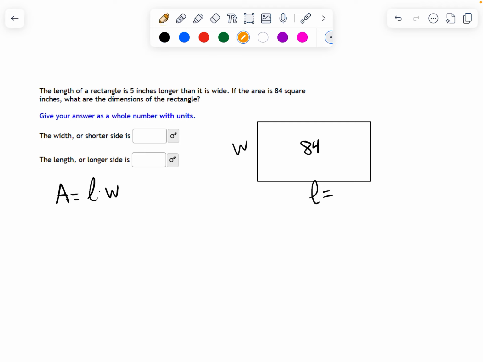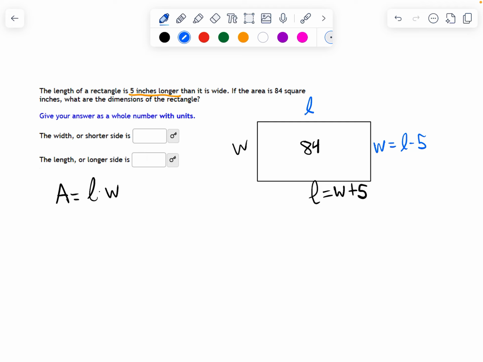So for this one, we know that the length is going to be 5 inches longer, meaning 5 inches more than whatever our width is. So it's going to be the width plus 5. So now we can write our length in terms of width. Now, if you wanted to go the other direction, you'd say the width would be the same thing as the length, but 5 inches shorter. So you can write the equation in terms of just length or just width, whatever makes more sense for you to think about.